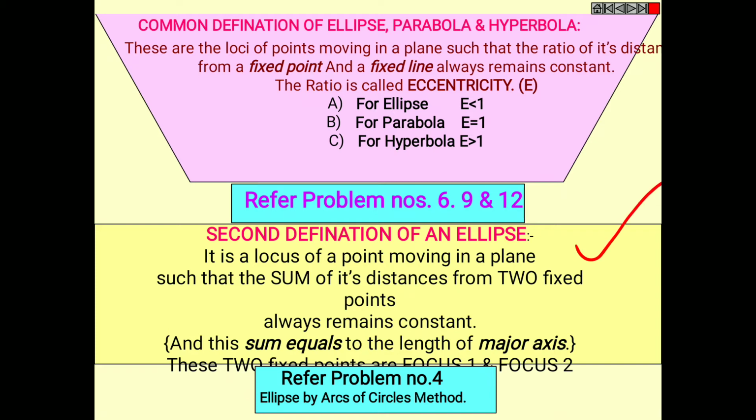It is a locus of a point moving in a plane such that the sum of its distances from two fixed points always remains constant, and this sum equals the length of major axis. These two fixed points are focus 1 and focus 2. This can be referred from problem number 4, where the ellipse by arcs of circles method is used. Just note this. Okay, then we will move on to the next slide.